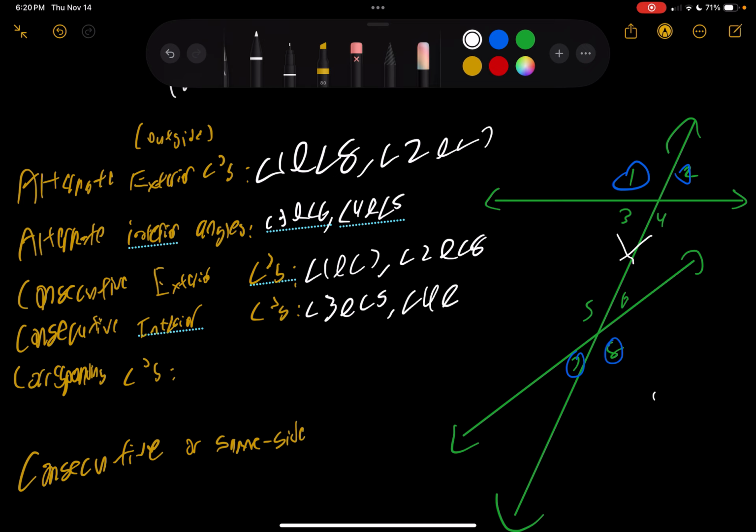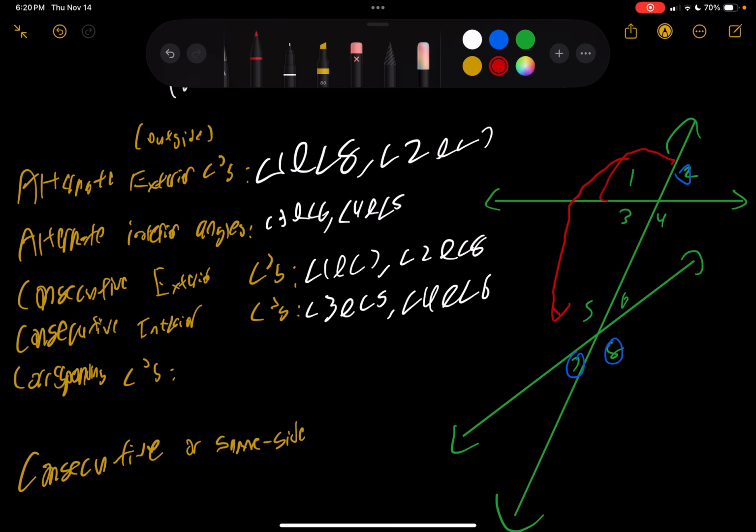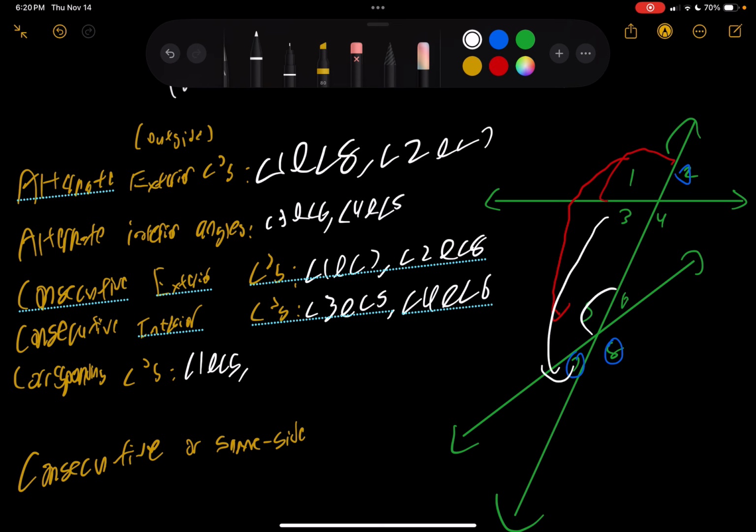And corresponding. Corresponding is the most complex, so it's not as basic, but I had something I drew, and this really helps. Corresponding angles jump over one of the angles to the next. So angle 1 jumps over angle 3 to angle 5. By the way, they're on the same side. So angle 1 and angle 5 are corresponding. Angle 3 and angle 7: 3 jumps over 5 to get to angle 7.